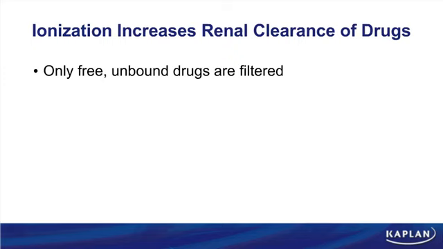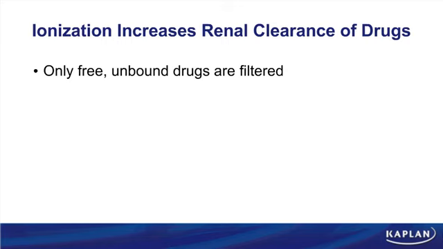Next, we want to look at how ionization increases the renal clearance of drugs. There are several points to remember about renal clearance. When it comes to the glomerulus, remember, only free, unbound drugs are filtered. In other words, drugs that are bound to plasma proteins are too large to be filtered at the glomerulus. Once again, you're thinking about normal renal function at this point. Watch out for the second bullet point.